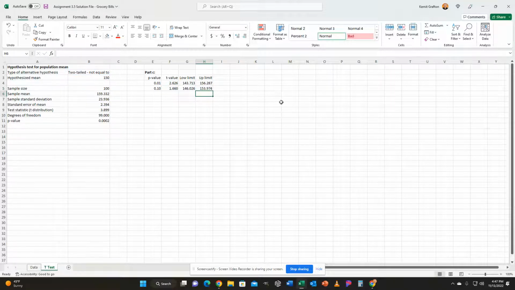Okay, so that gives you something to do your analysis with. You've got the sample mean, the t statistic, the p-values. You looked at it if you had p-values of 0.01 or 0.10. Okay. Well, I hope this is helpful, and good luck with the assignment.